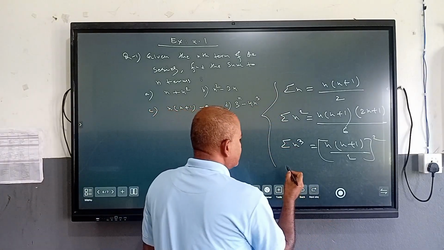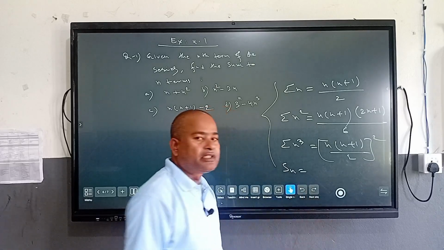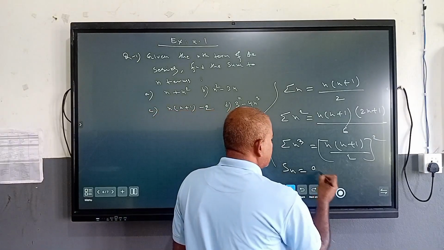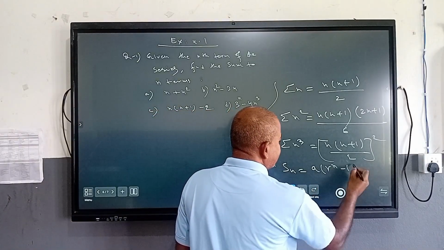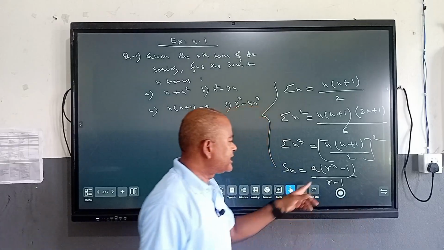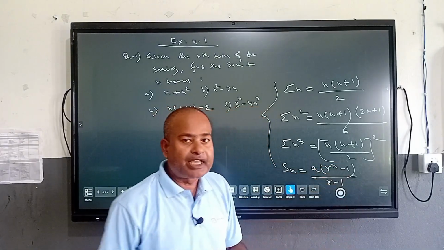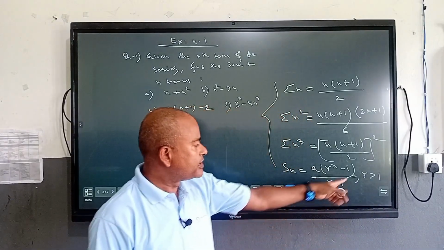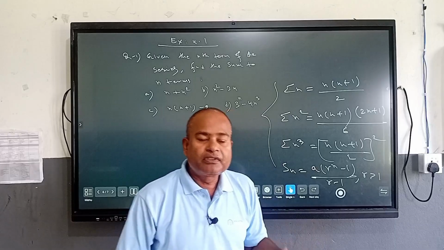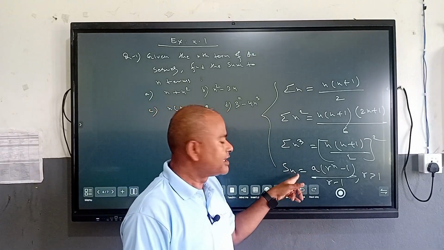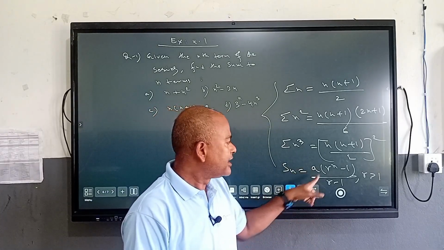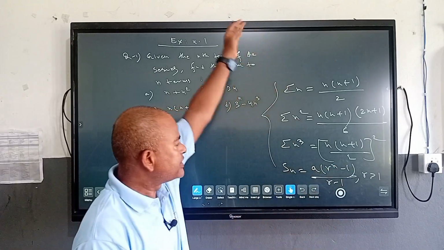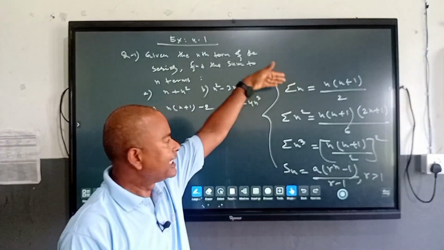And the next formula we have to know is the sum of the n terms of a geometric series. Dear students, the sum of n terms of a geometric series is given by the formula a times r power n minus 1 over r minus 1 when r is greater than 1. If the common ratio is greater than 1, then the sum of the n terms of a geometric series is given by the formula Sn is equal to a times r power n minus 1 divided by r minus 1.